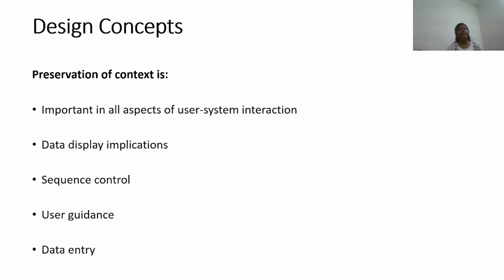Now we will discuss the preservation of context in terms of design. First of all, we have to consider the importance of all aspects which are related to the user system interaction. Also, we have to consider the various implications which are related to the data display. We have to consider the sequence controls and the user guidance along with the data entry.